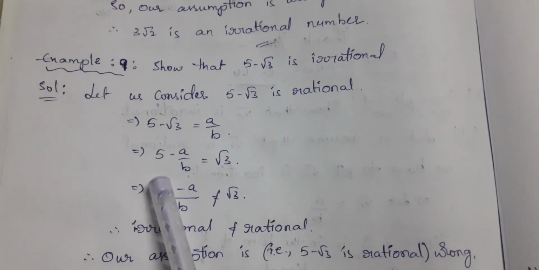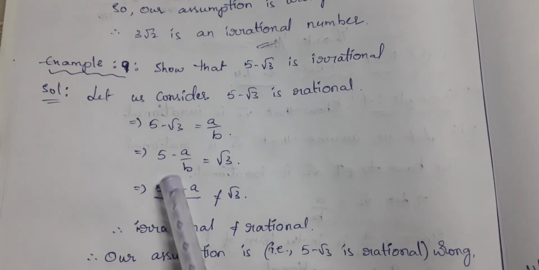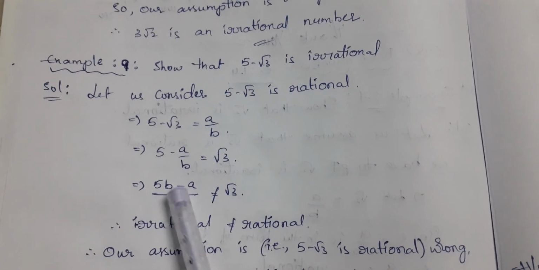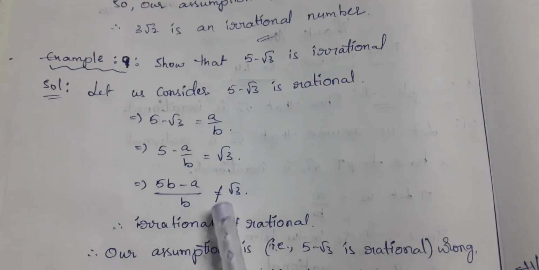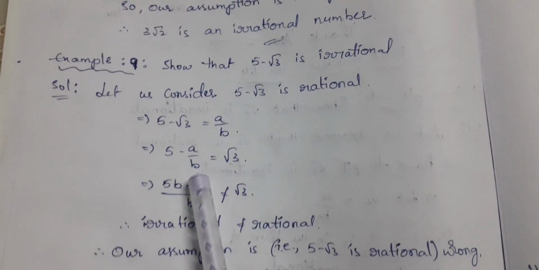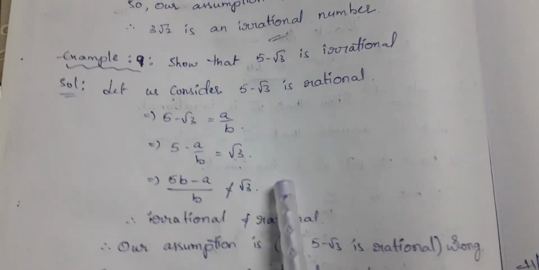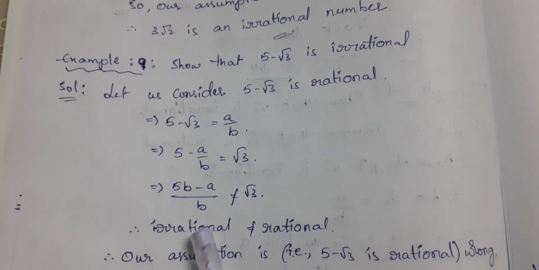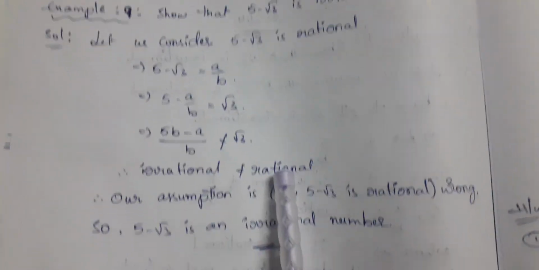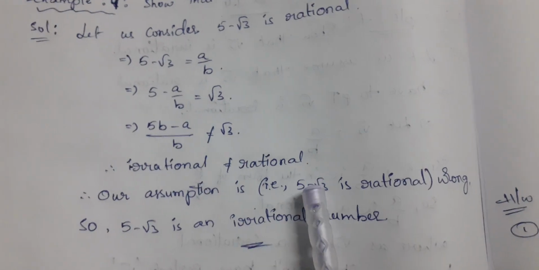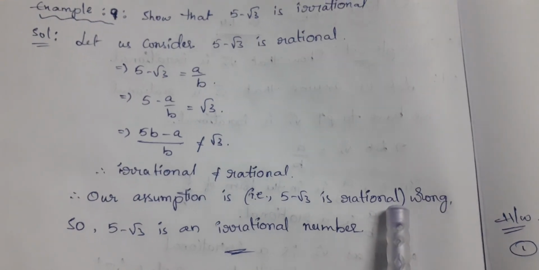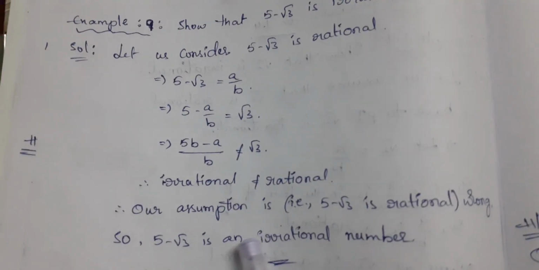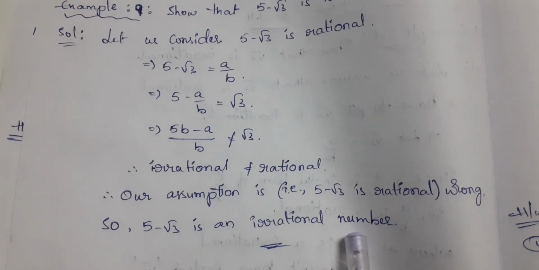Again I'm taking LCM b, 5b minus a. So 5b minus a by b is equal to root 3. But it is a p by q value, and root 3 is a root value which is not having a perfect square. That's why again irrational value is not equal to rational. So again, what is our assumption? 5 minus root 3 is rational, we considered, no? So that is wrong. So 5 minus root 3 is an irrational number.